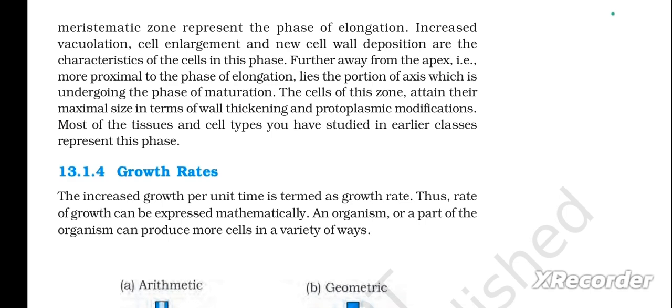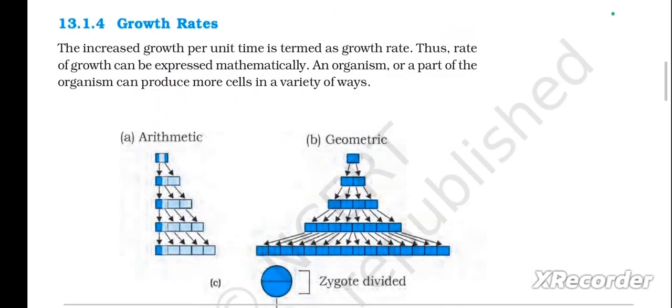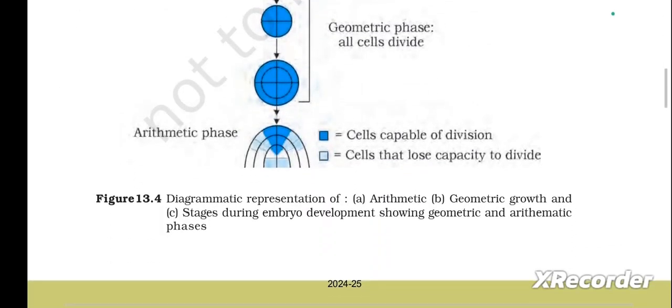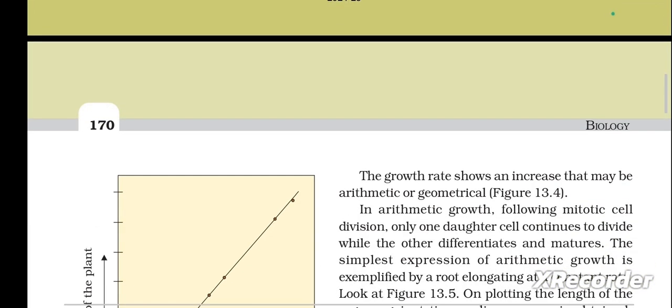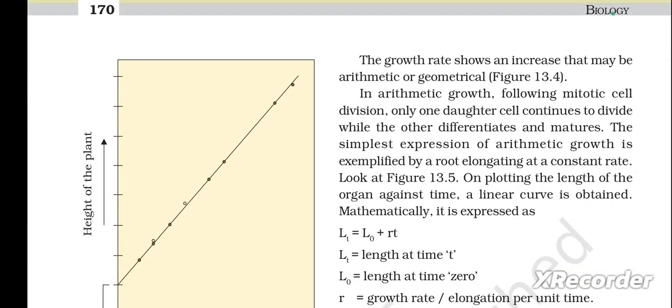Next is 13.1.4 growth rates. The increased growth per unit time is termed as growth rate. Thus, rate of growth can be expressed mathematically. An organism or a part of the organism can produce more cells in a variety of ways. So they have given the figure 13.4, diagrammatic representation of arithmetic and geometric growth and stages during embryo development showing geometric and arithmetic phases. The growth rate shows an increase that may be arithmetic or geometrical.